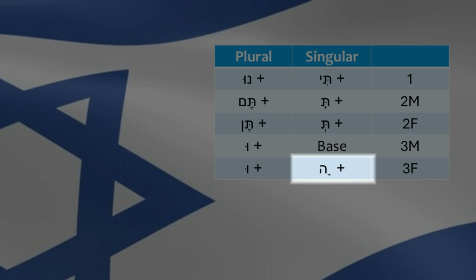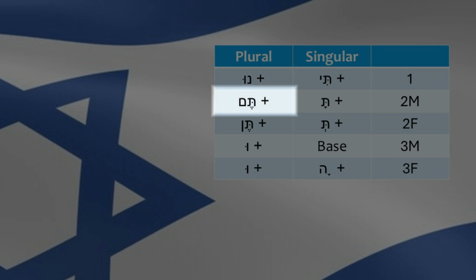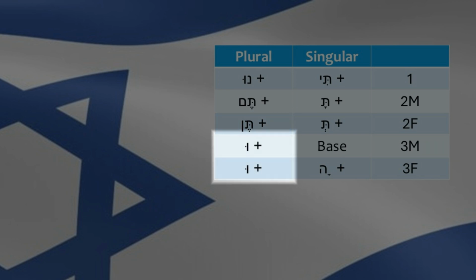And in some binyanim, the vowel before the suffix is reduced to a schwa. On the plural side, first person, anachnu, gets the nu suffix. Atem has a tem suffix, and aten has a ten suffix. And both hem and hen just get a vav, sounding like oo. And third person plural also gets a reduced vowel in some binyanim.